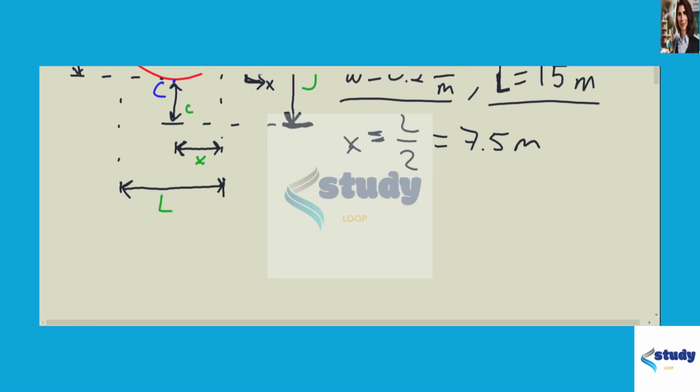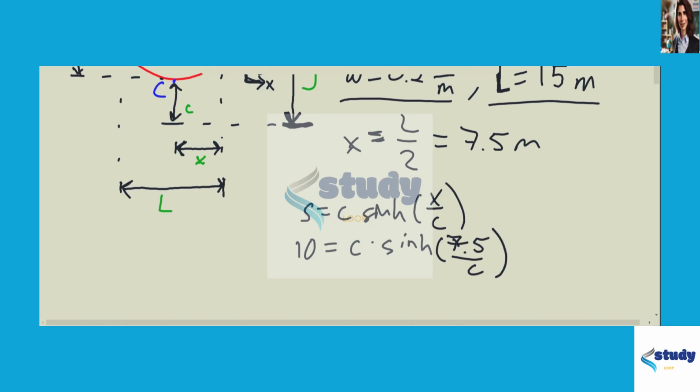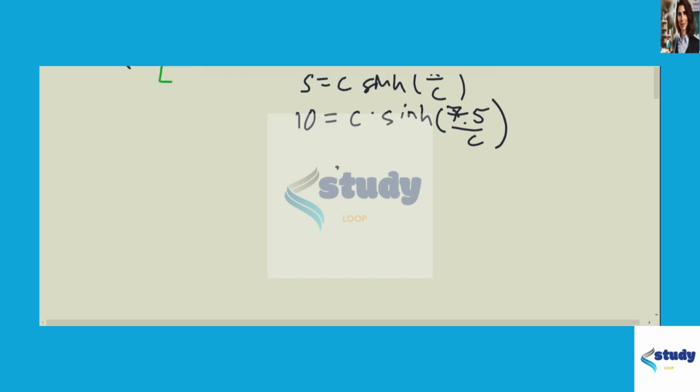So now we need to find C. Using our equation, S is equal to C times hyperbolic sine of X over C. Plugging in what we know, we get 10 is equal to C times hyperbolic sine of 7.5 over C. Solving for this equation, we find that C is equal to 5.55 meters.